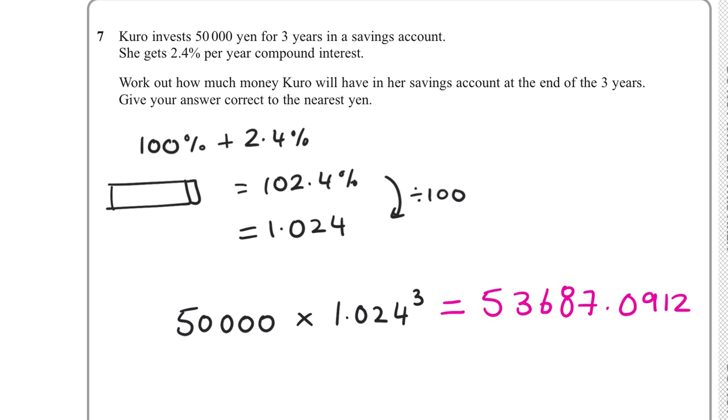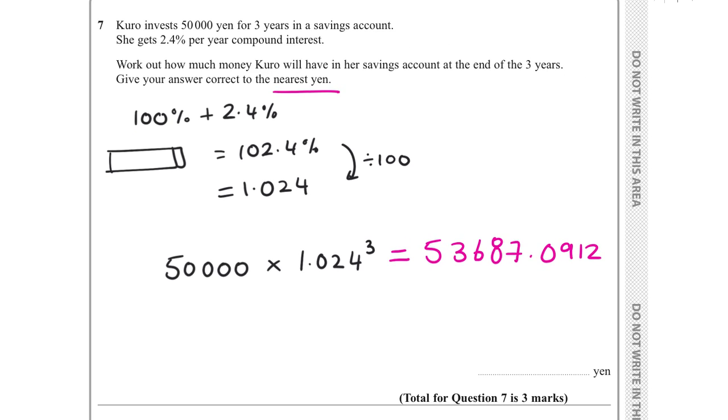So we get 53687.0912. Please write down the whole thing that you get first. Then it says correct to the nearest yen. So to the nearest whole number is 53,687. I have then rounded correctly.